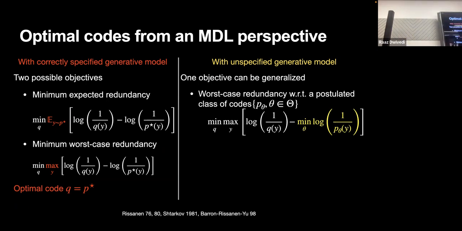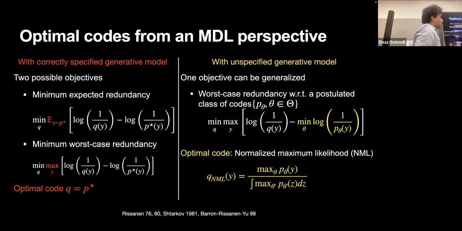And now you're given a set of codes and you're trying to find the best code with respect to that set of codes. So the best code for any observation would be just the best possible code length for that observation. And you're doing the min-max version because there's no P star to take expectation over. So this notion generalizes and you have replaced log 1 over P star with some oracle min over theta of log 1 over P theta of Y. So that's the objective that is typically used.